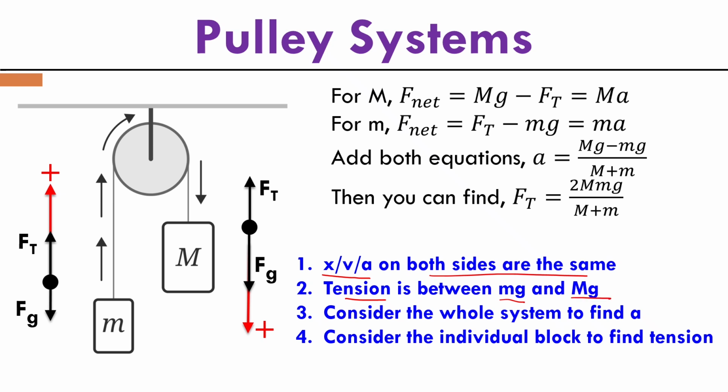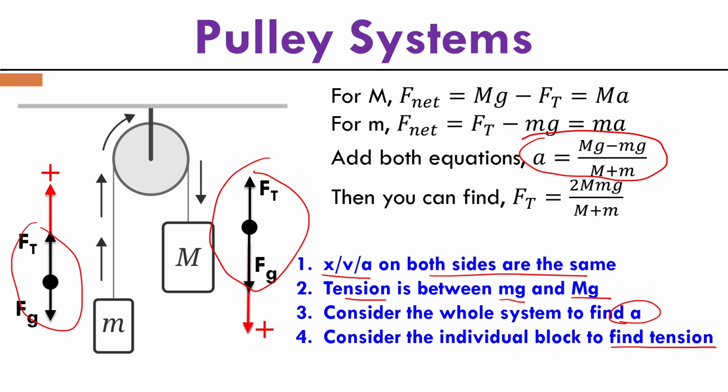The second thing we know is the tension is between the weight of the lighter object and the heavier object. The third thing we know is if you want to find acceleration, you just need to consider the whole system. You don't need to look at the individual system. If the exact value of tension is needed, then you can construct the free body diagram of either block. Then you can find the tension.